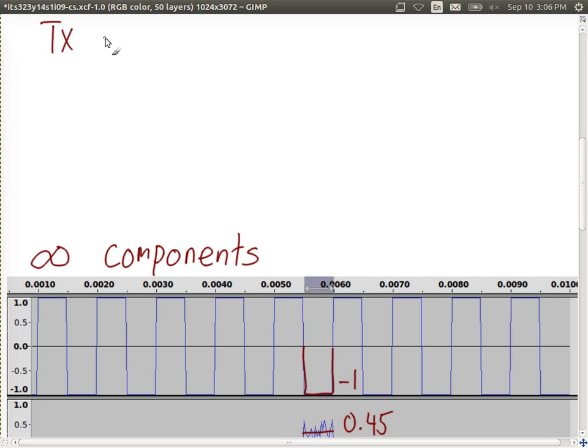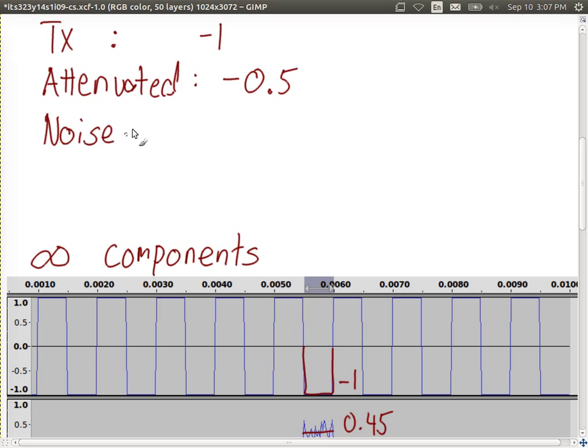We transmit at an average level of minus 1. It's attenuated. It reduces in strength as it travels across distance. Therefore, the attenuated one would be half. The noise is the same as the previous example, 0.45. And the received signal is therefore the attenuated signal plus the noise, which is minus 0.05. Negative or positive?